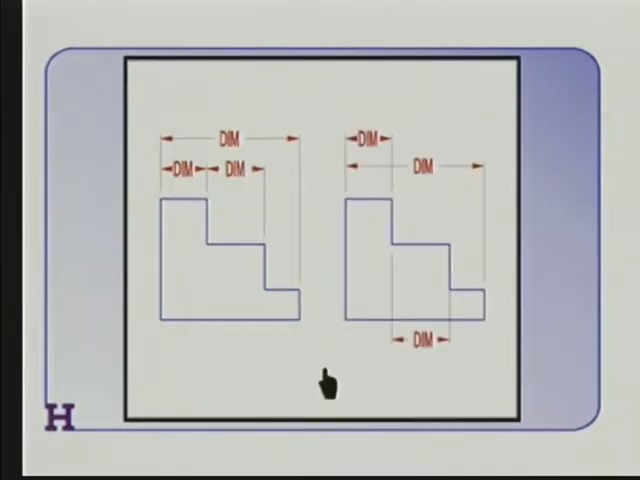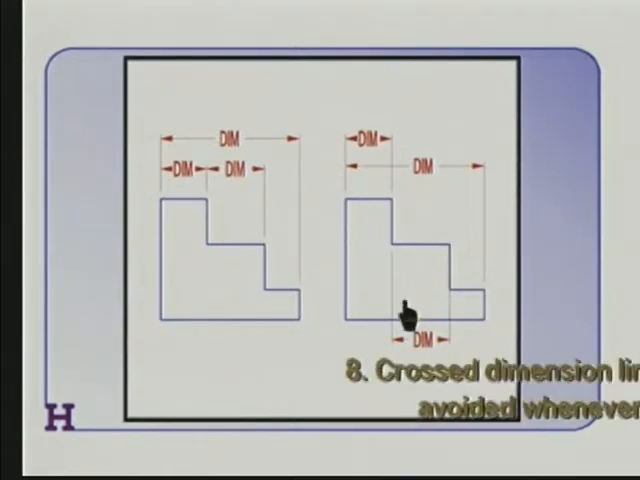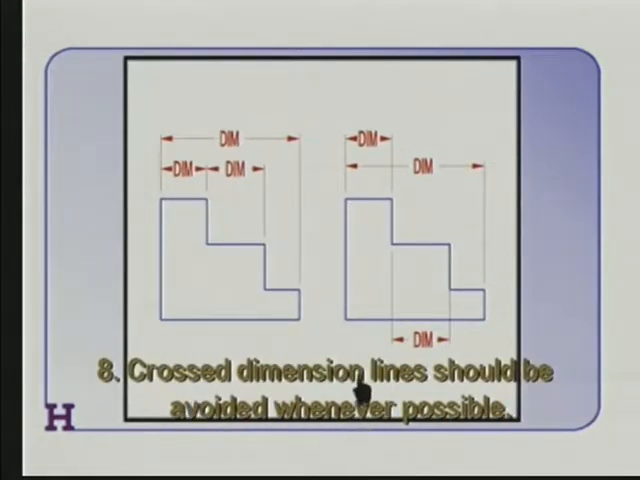A not so good thing would be to dimension this way. Now, mathematicians would say this is equal, but we're not in math class. We're in engineering drawing class. Cross-dimension lines should be avoided whenever possible. Notice here that this extension line is crossing that dimension line. I have some instructor friends who would get out their red ink and bleed all over your drawing if you put that kind of thing on a drawing.